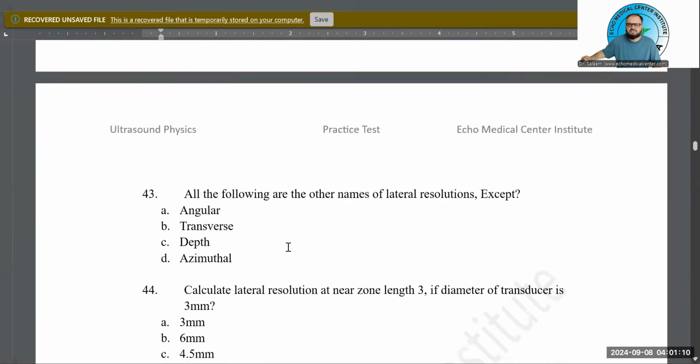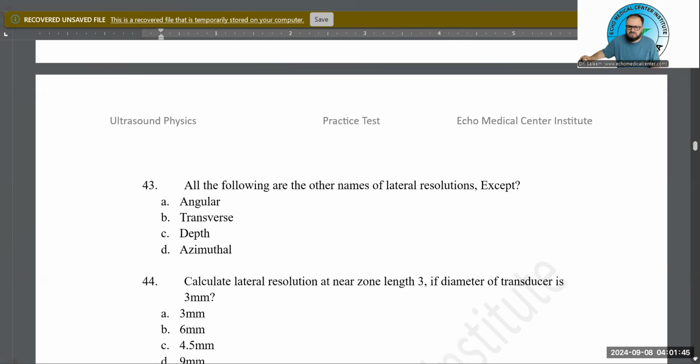Okay, so this question is asking, all of the following are other names of lateral resolution except. So there are 4 names, 3 of them are explaining the same lateral resolution, but one of them is not. Is it angular, transverse, depth, or azimuthal resolution? Depth resolution does not refer to lateral resolution because that is actually the other name for axial resolution. Absolutely correct. Let's do this question.